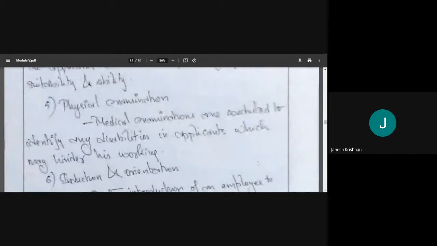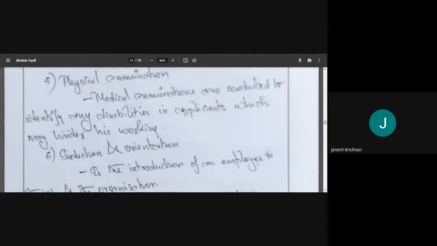Then, depending upon your job, you will have to undergo physical training or a physical examination. Maybe to show that you don't have any diseases or anything that makes you unsuitable for the work. Maybe there are physical requirements, your height, your weight, these things have to be checked. That will depend upon the job.